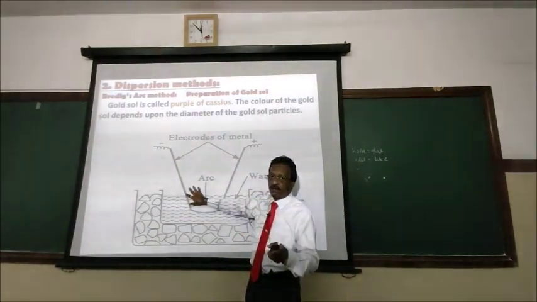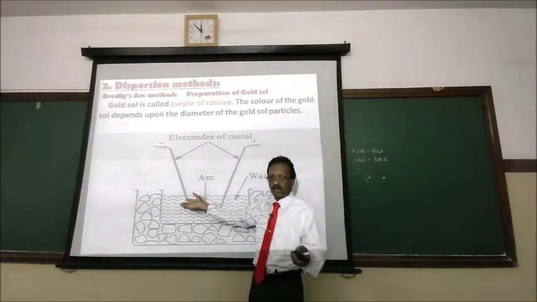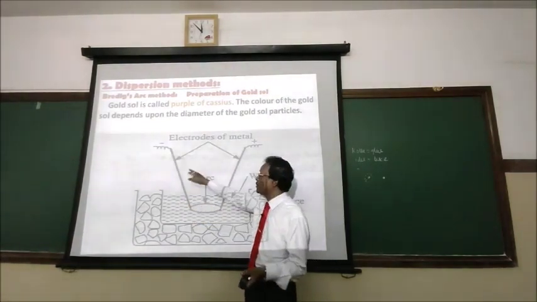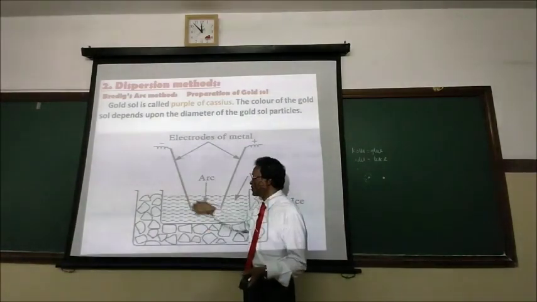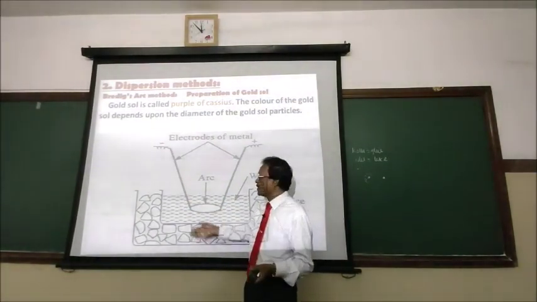You can write the diagram. This is self-explanatory. You can label it. So I have taken two gold wires. Say I want to prepare a gold sol. If you want to prepare a silver sol, you take silver wire, or for a platinum sol, you take platinum.